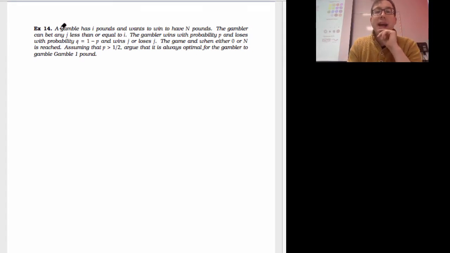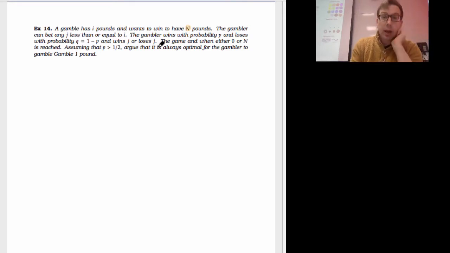We've got a gambler who has I pounds. So he's got a certain amount of money, and he wants to win N pounds. He wants to have a certain amount of money. The gambler can bet any amount of money J less than or equal to the money that they've got, I. So you've got some money, let's say it's £5. You want to make £100, and you can bet 1, 2, 3, 4, or £5 if you've got £5. We'll assume you have to bet something.